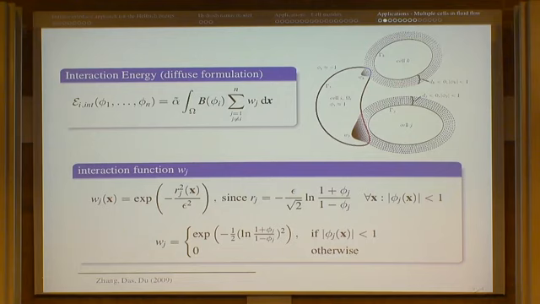So we can see it here again. We have our cell i, cell k, and cell j, and within this interface, we are able to calculate the distance, how far away those cells are from our boundary, and then we can construct this function W, and with that our interaction energy.